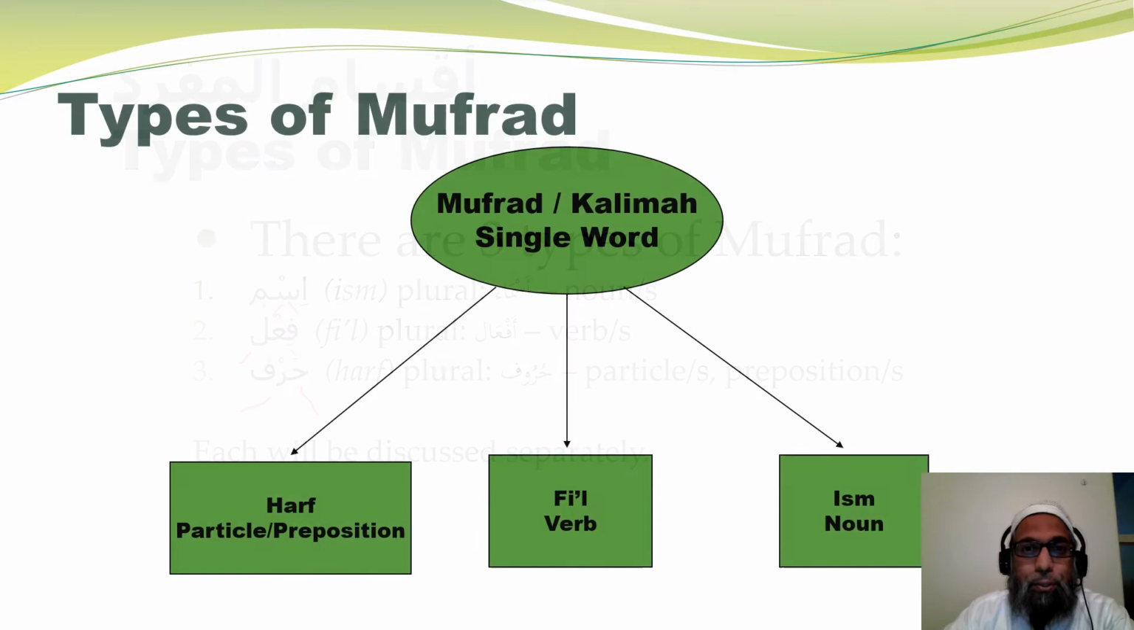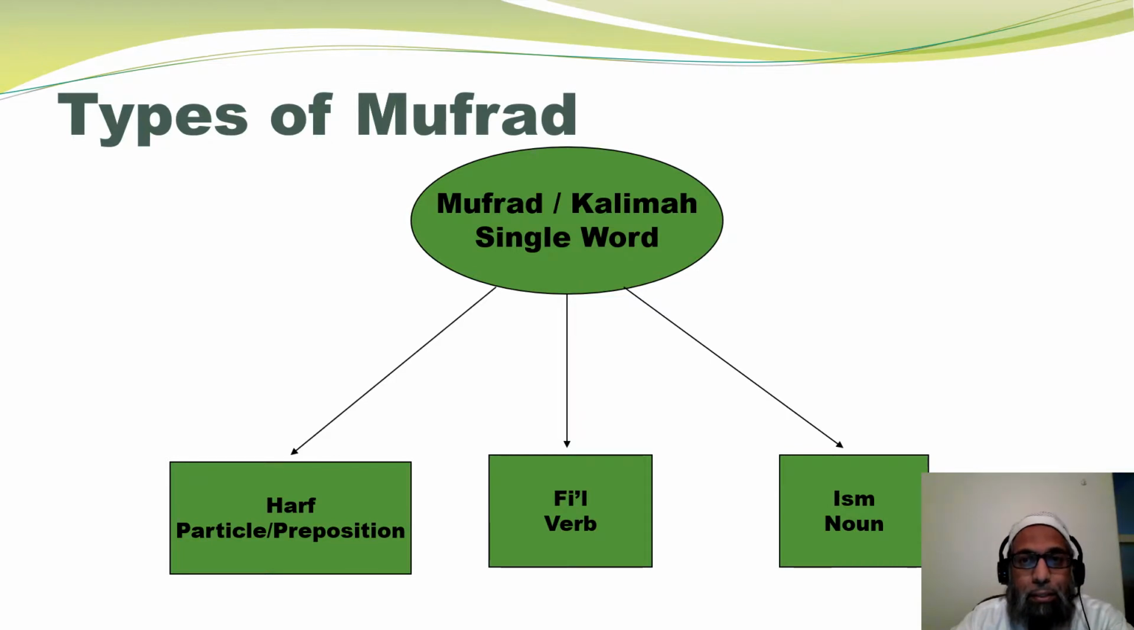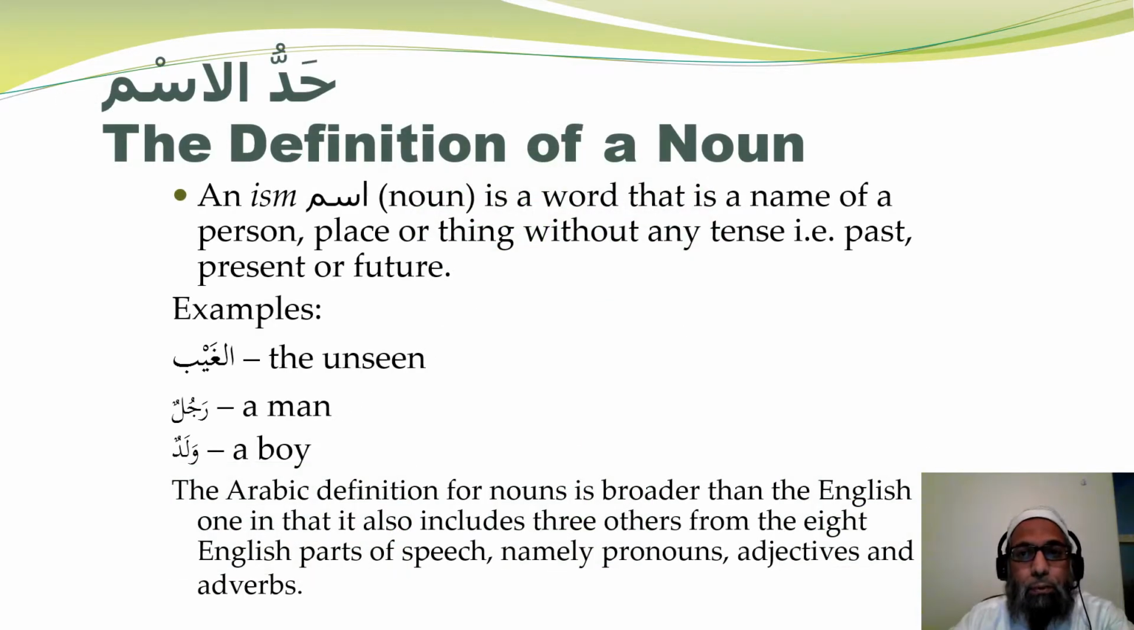This is a chart just to make it a bit easier for you. You have the kalima, which is a single word, and mufrad is another name for it. And that branches out into three main types of parts of speech. You have ism, then you have fi'al, and then you have harf. Moving forward, what is the definition of each one?